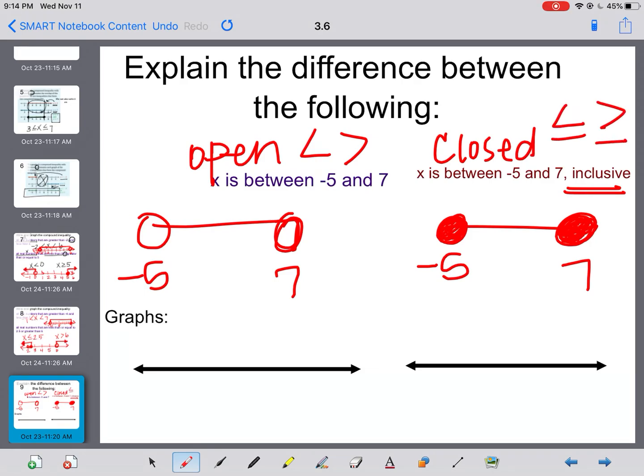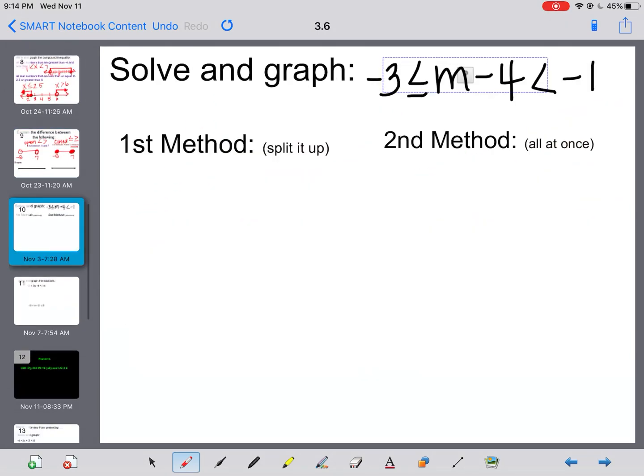So this is open circles or greater than, less than. This is closed circles because they would have the equal to bar.